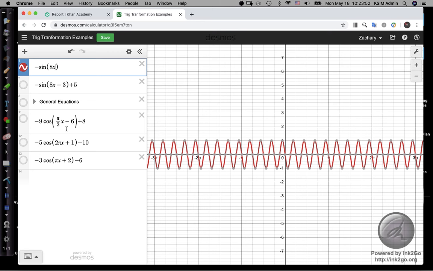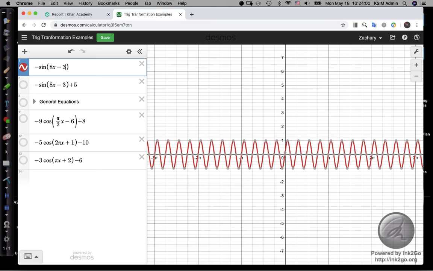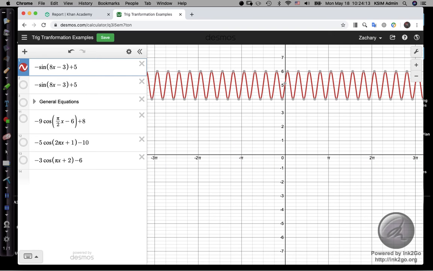Then we're going to do a horizontal shift, which in sinusoidal functions is often called a phase shift. But we're going to move this to the right with this negative value by 3. And finally, we are going to do a vertical translation or shift this thing up by 5. So what we have here is this original sine function transformed to become the one in the problem.